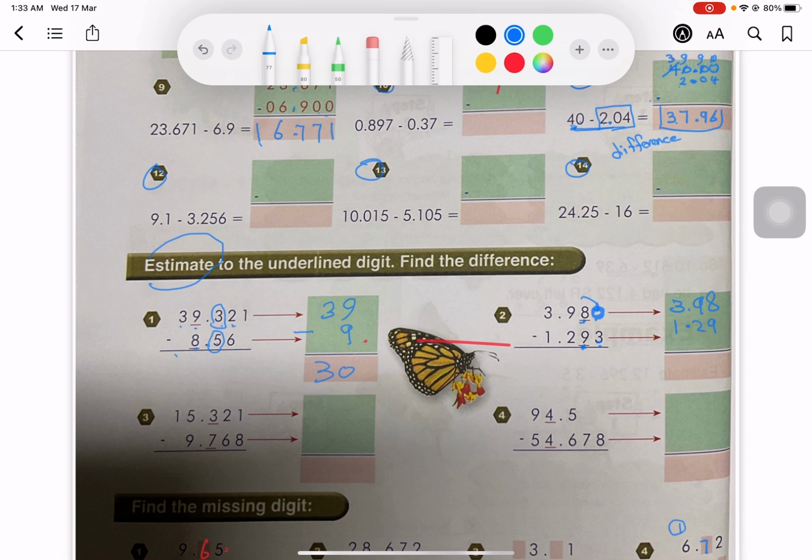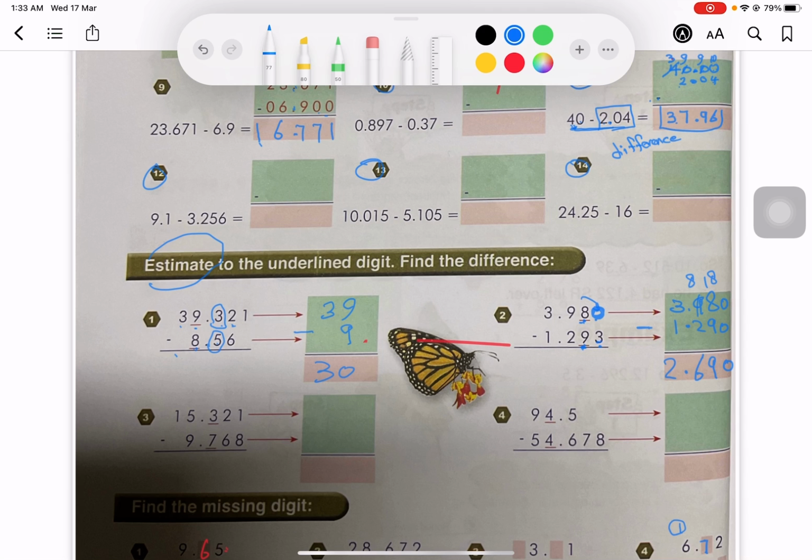So my number will be 1.29. Okay, I can put 0 here and I can put 0 above here if I want. We are going to do what? Subtract. 8 minus 9, you can't. This will become 8. This will be 18. 18 minus 9, 9. 8 minus 2, 6. Bring the decimal down. 3 minus 1, 2. So this is my number.